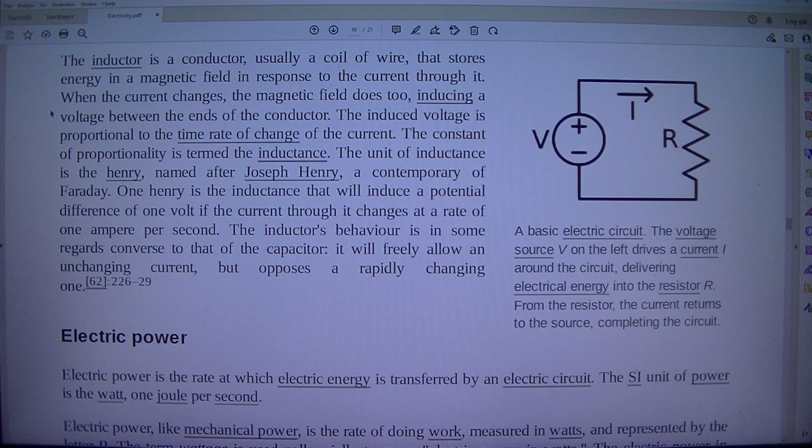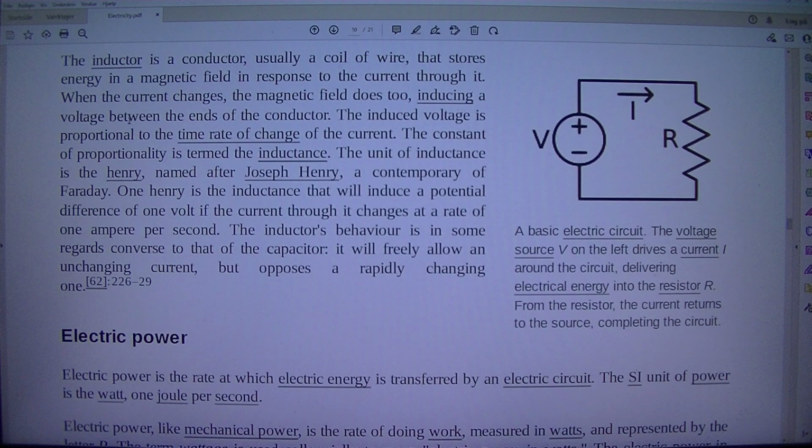A basic electric circuit. The voltage source V on the left drives a current I around the circuit, delivering electrical energy into the resistor R. From the resistor, the current returns to the source, completing the circuit. The inductor is a conductor, usually a coil of wire, that stores energy in a magnetic field in response to the current through it.